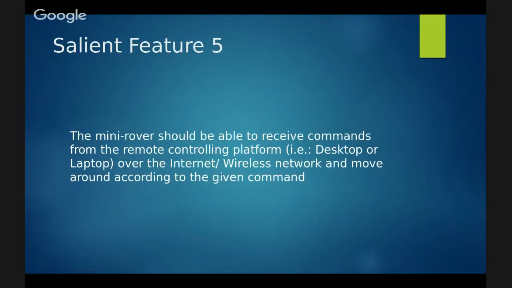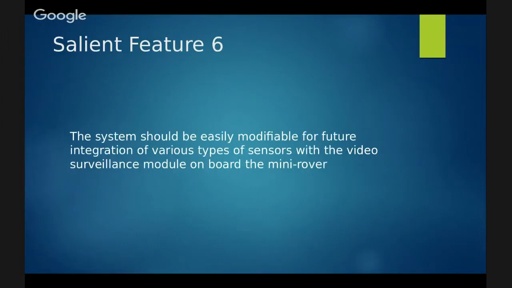And the mini rover should be able to receive commands from a controlling platform, either from a desktop or a laptop over the internet or wireless network, and also move around according to those commands that we give. And lastly, the system should be easily modifiable so that if we want to add something in the future, like sensors with the video surveillance module, we are able to do that. So we need to build it in that way.